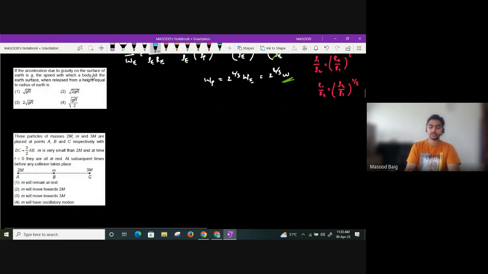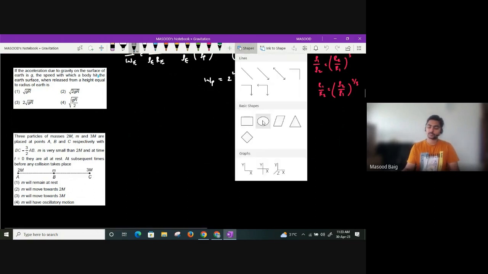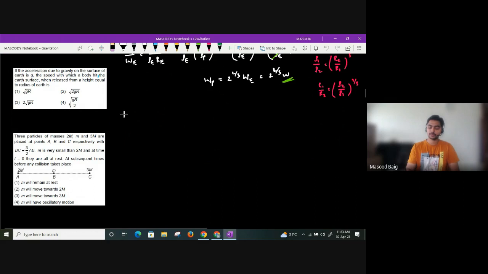If acceleration due to gravity on the surface of the Earth is g, the speed with which a body hits the Earth's surface when released from a height equal to radius of the Earth, they are saying. Again, whenever such type of motions are there, guys, we are just going to conserve mechanical energy of the system. So from where is it released? It is released here, somewhere from here. This is the center you can take, right?